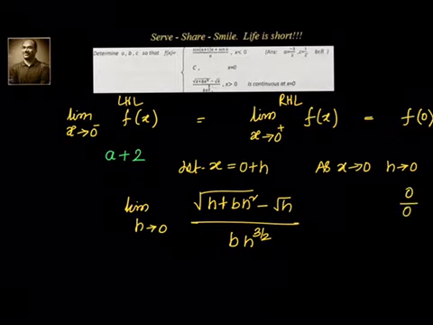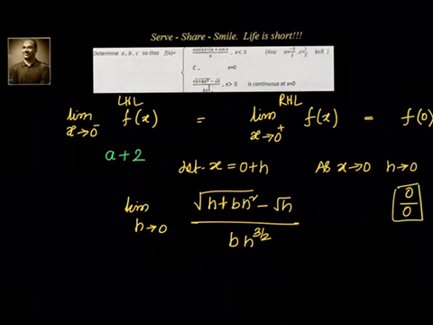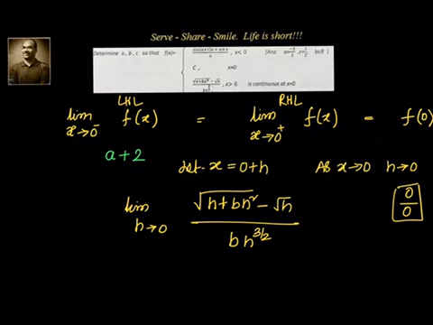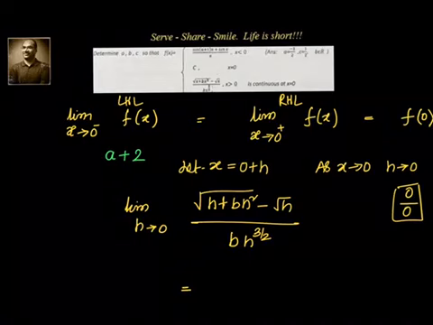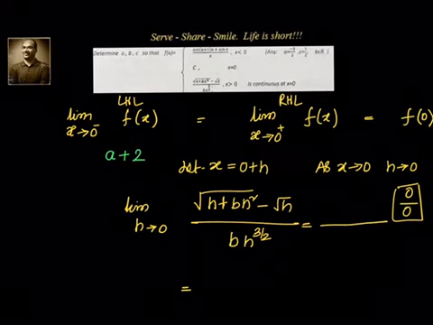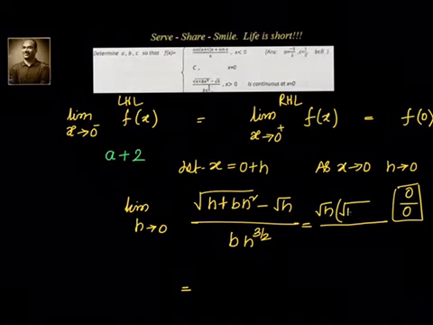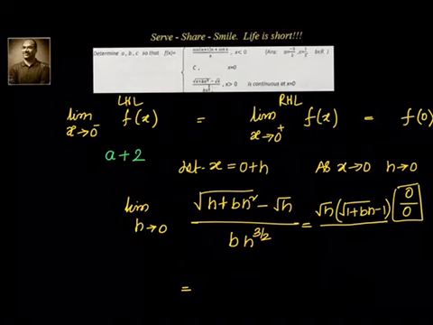Since we are getting 0 by 0 form, but we know that the limit should exist here because we have been given that the function is continuous. So what we will do, we will apply L'Hospital's rule and we will try to differentiate both numerator and denominator. Before that, we will take something common. We will take root h common in the numerator. So it will become root of 1 plus bh minus 1 divided by b into h.